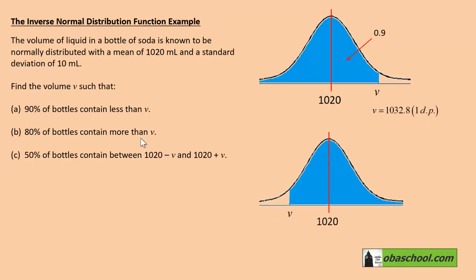80% of the bottles contain more than V. Well, that means that this area is 0.8, but that also means that this area is 0.2. The inverse normal will work downwards from a value. So we're going to need to use this 0.2.